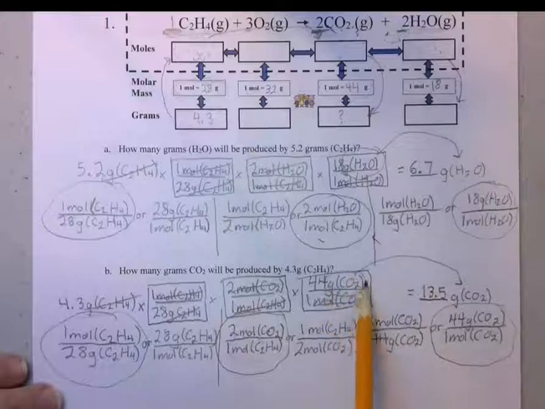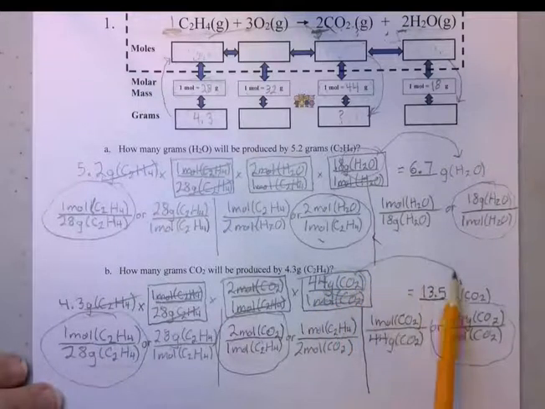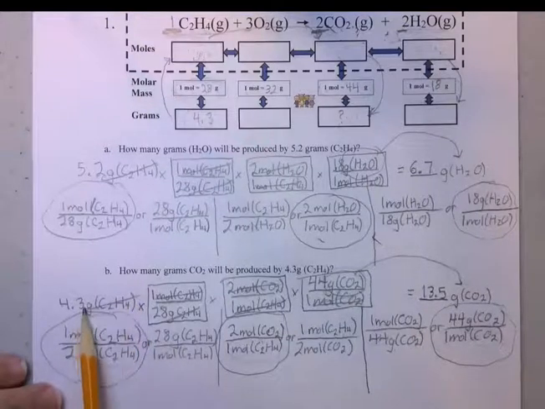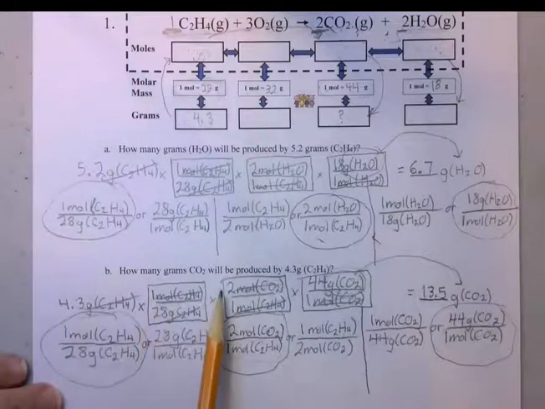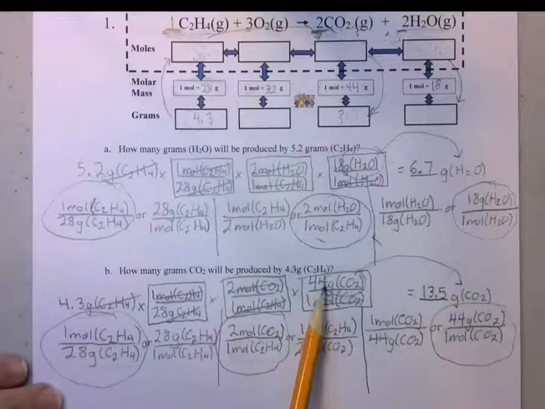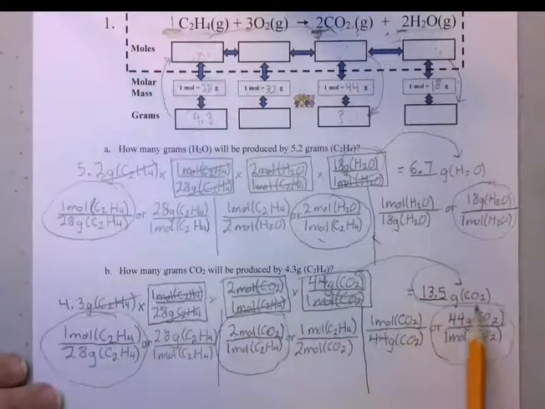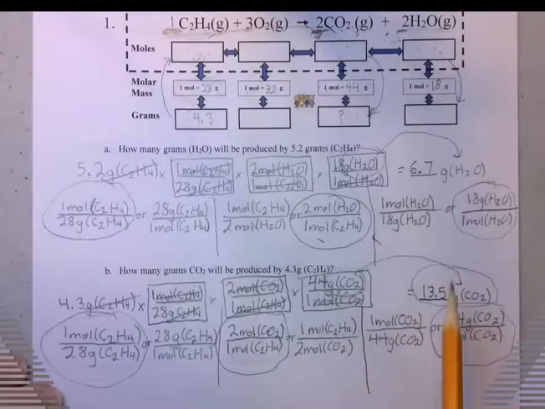The last man standing is grams of CO2, which is what I want because that's the units of my final answer. And then what you do is you multiply 4.3 times 1 times 2 times 44, everything on the top. Then you divide by everything on the bottom. Divided by 1, divided by 1, divided by 28, and that will give you your final answer right there.